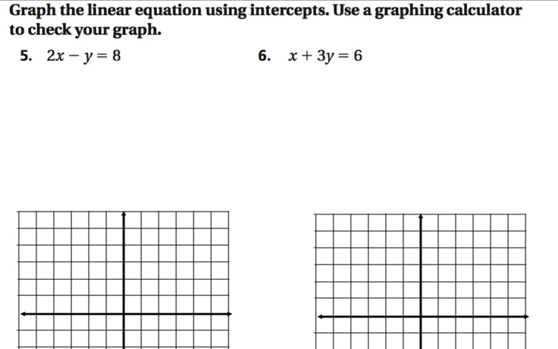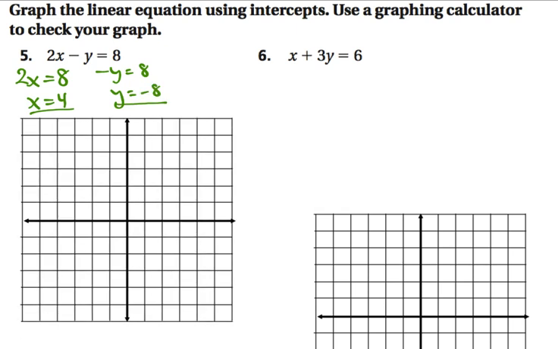Okay, let's do a couple more graphing examples. So 2x minus y equals 8. To find the x-intercept, we get rid of the y. We get 2x equals 8, divided by 2, x is 4. The x-intercept is 4. For the y-intercept, we get rid of the x, we get negative y is 8, and y will be negative 8, therefore.